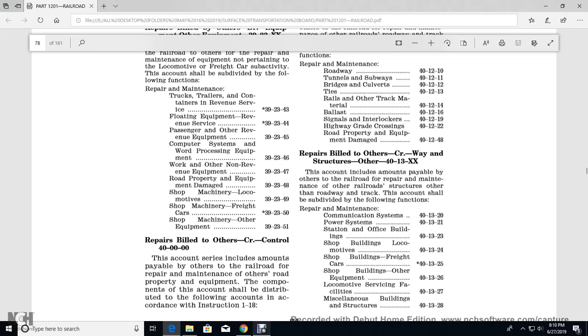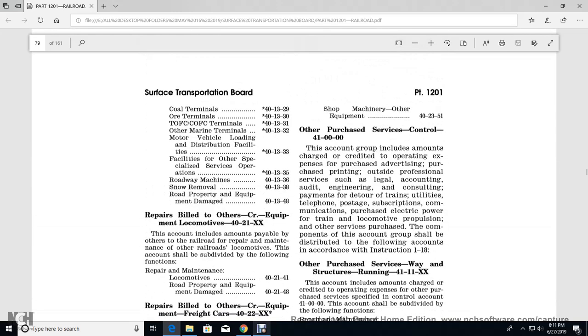The accounts include the payable for the railroad repair maintenance of the other repair railroad structures of the roadway track. The account shall be subdivided in the following function for the repair maintenance for the communication system, power system, station, other office building, shop building, locomotive shop building, freight car shop building, other equipment, locomotive service facility, the miscellaneous structures, coal terminals, ore terminals, trailer on flat car container on flat car terminal, other marine terminal, motor vehicle loading and distribution facility, other specialized service and operation, roadway machine, snow removal of the rail property equipment, damages.